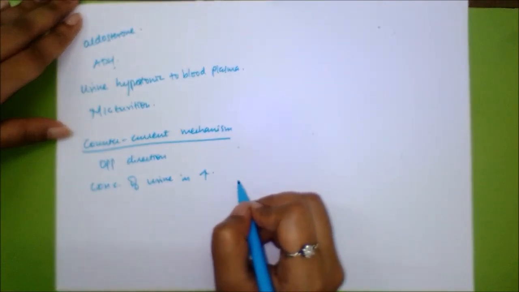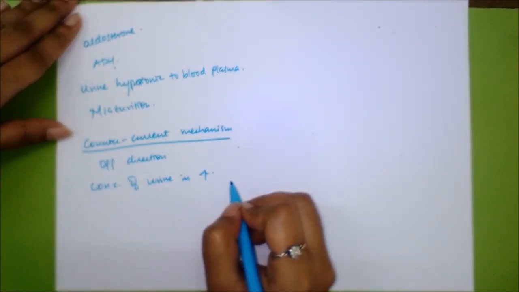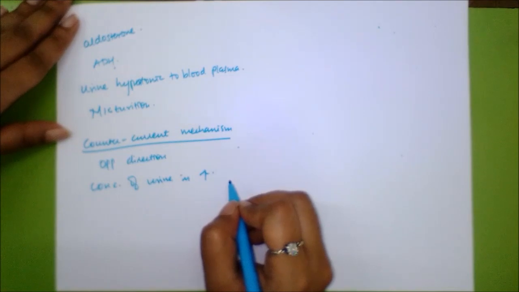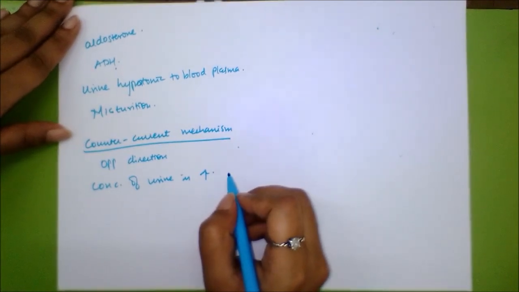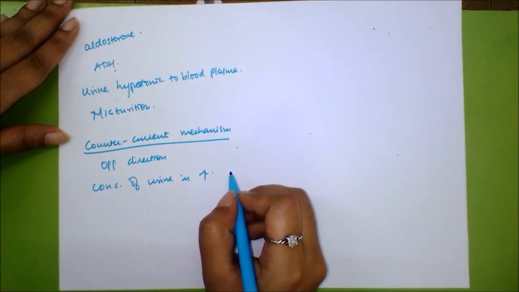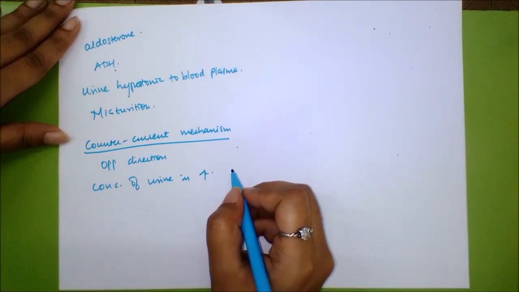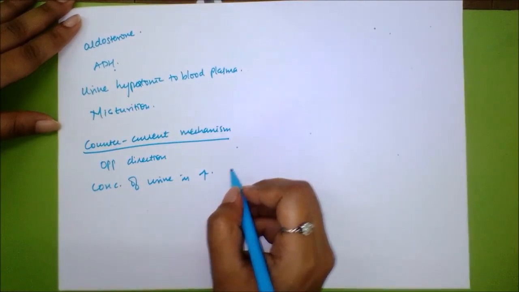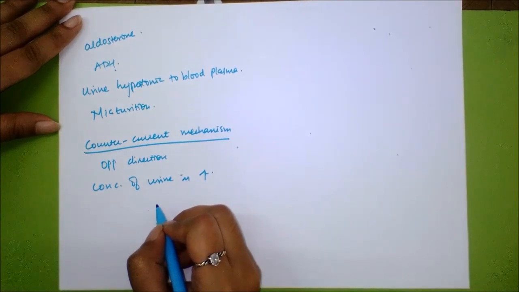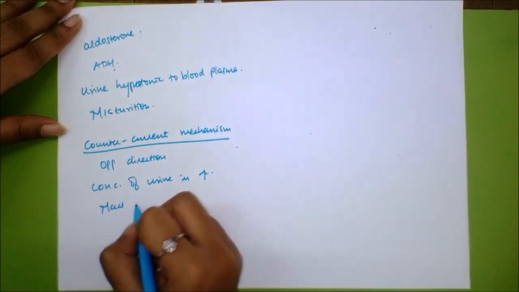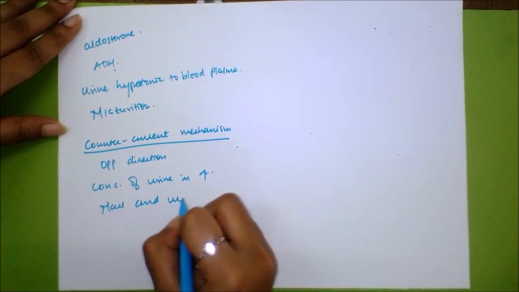The proximity between the loop of Henle and vasa recta as well as the counter current in them help in maintaining and increasing osmolarity towards the inner medullary interstitial fluid. This gradient is mainly caused by NaCl and urea.